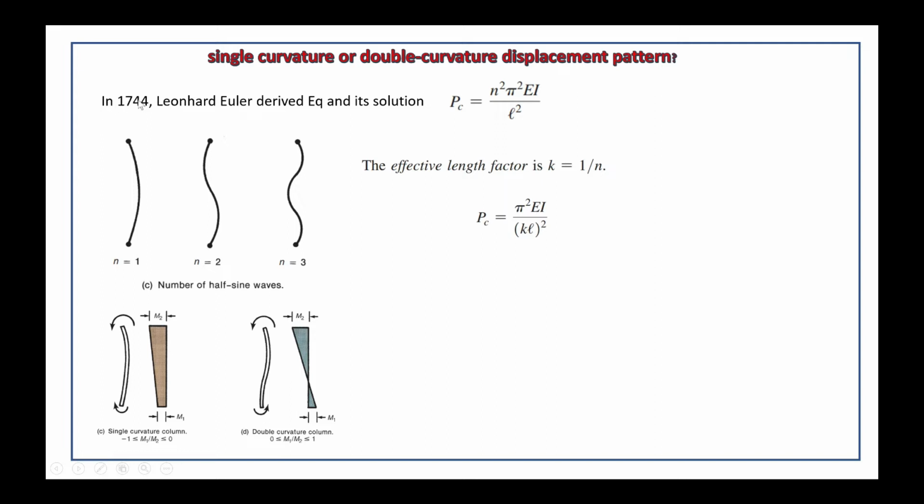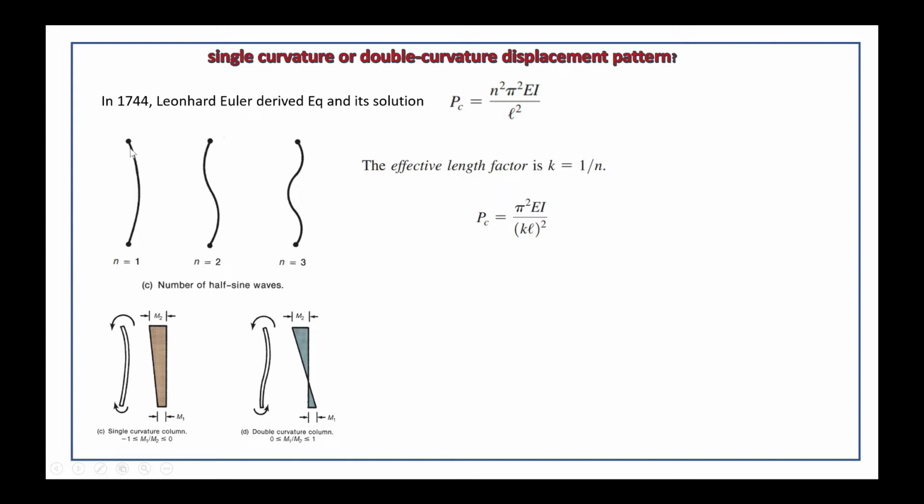In 1744, Leonard Euler derived the equation. The equation, n is equal to 1, for the isolated member with pin support. He made experiment by using the isolated member. So n is equal to 1.